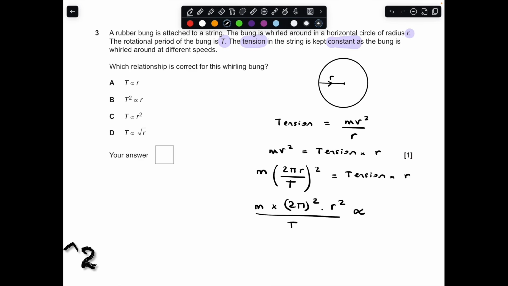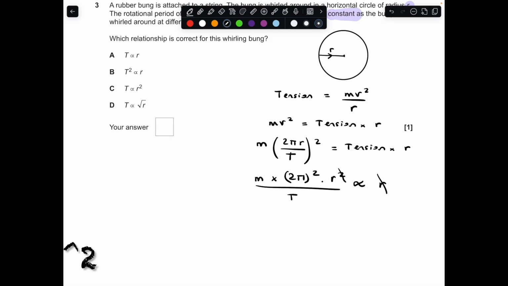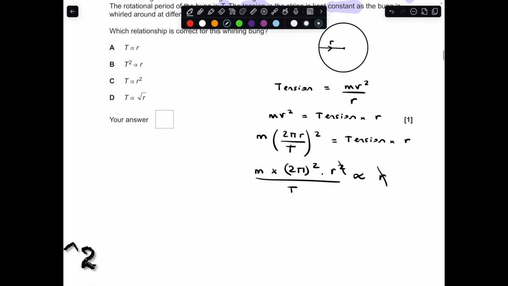which is basically, we know tension is constant, so I'm just going to call it proportional to r. That basically then cancels out one of the r's like that. And then also we know that 2 pi is constant, m is a constant as well. All in all, that shows that r is proportional to T squared, or in other words, B is correct, and so is D actually. So we've got 2 answers here, which is very unusual, but I'll definitely take it.